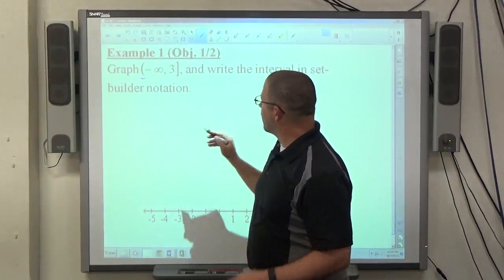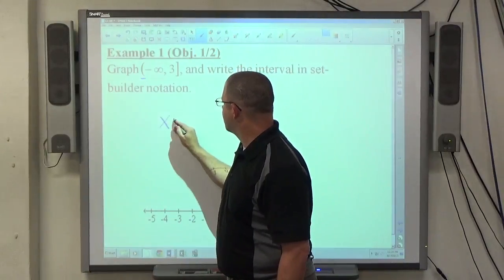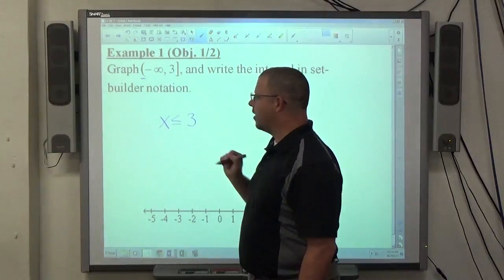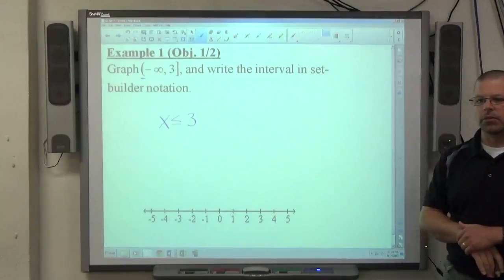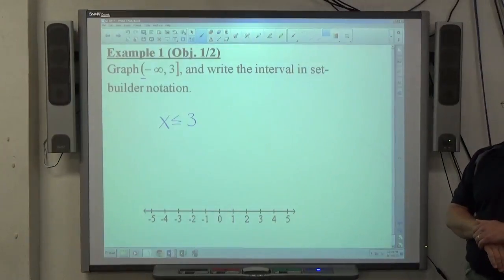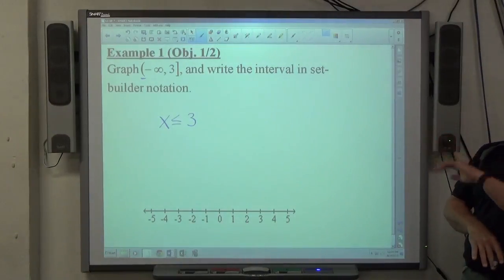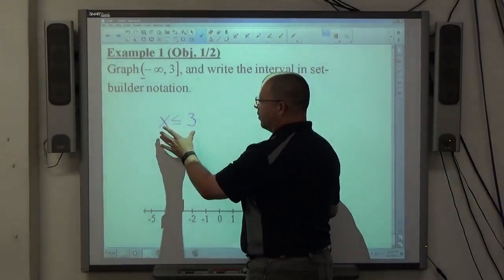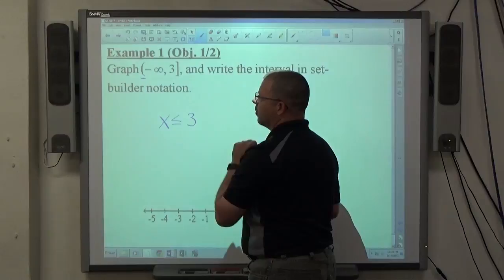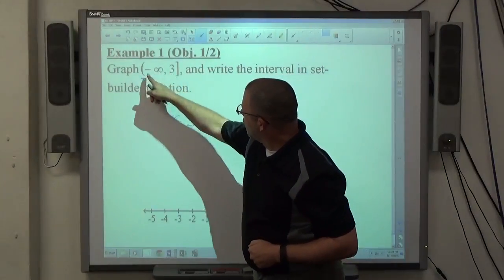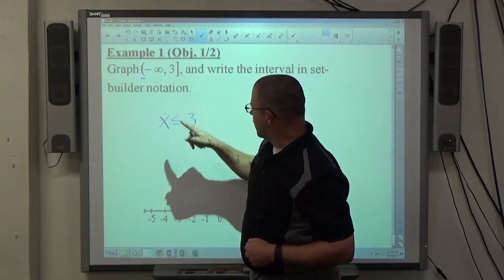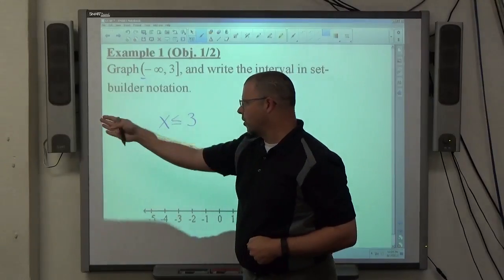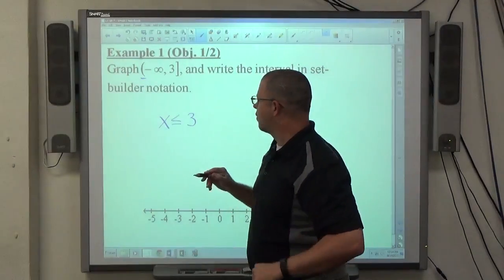So if I'm going to write set builder notation, I begin by writing the inequality that represents that interval. And leave yourself a little bit of space to the left because we've got to put some extra stuff in there. So this inequality describes the same thing that an interval denotes. This is all the numbers from negative infinity up to 3, including 3. This is every number starting at 3 and going left as far as you can go. They mean the same thing.